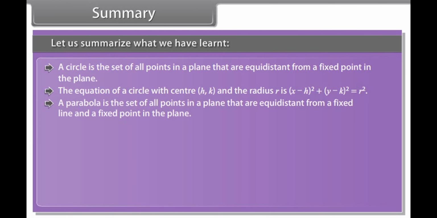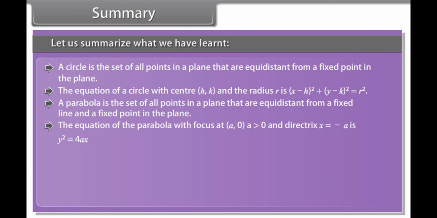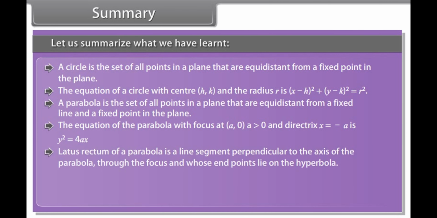A parabola is the set of all points in a plane that are equidistant from a fixed line and a fixed point in the plane. The equation of the parabola with focus at (a, 0), where a is greater than 0, and directrix x is equal to minus a is y square is equal to 4ax. Latus rectum of a parabola is a line segment perpendicular to the axis of the parabola through the focus and whose end points lie on the parabola. Length of the latus rectum of a parabola y square is equal to 4ax is 4a.